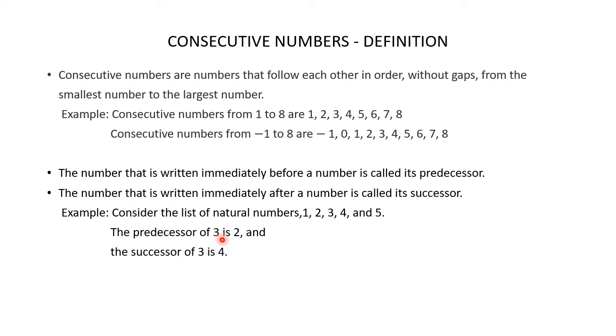The predecessor of 3 is 2. That is, 2 comes immediately before 3. So, 2 is the predecessor to 3. The successor of 3 is 4. That is, 4 comes immediately after 3. So 4 is called the successor to the number 3.